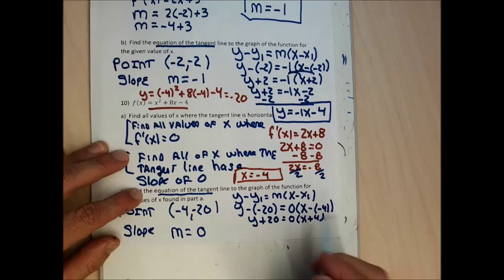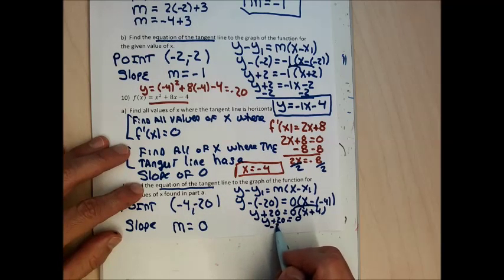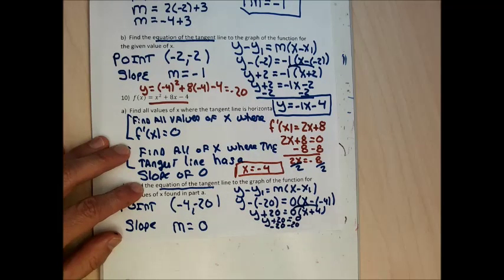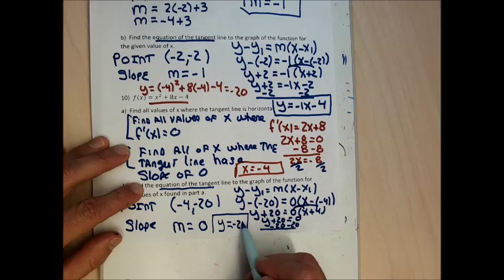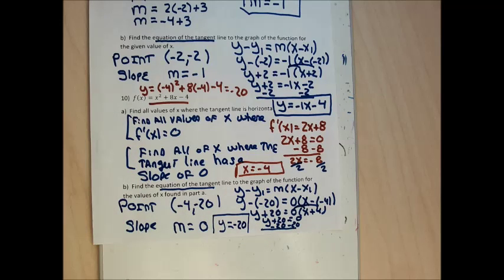If I cleared the parentheses, I'd go 0 times x, which is 0, and 0 times 4, which is 0. So the parentheses on the right-hand side simplifies to just 0. I'm going to minus 20 from both sides, and I'm going to get my answer. That answer I can't write right there. Let me just box it in and write it right here. On the left-hand side, when I subtract 20, I'm left with the y. On the right-hand side, 0 minus 20 is negative 20. So that's the answer to part B of number 10.